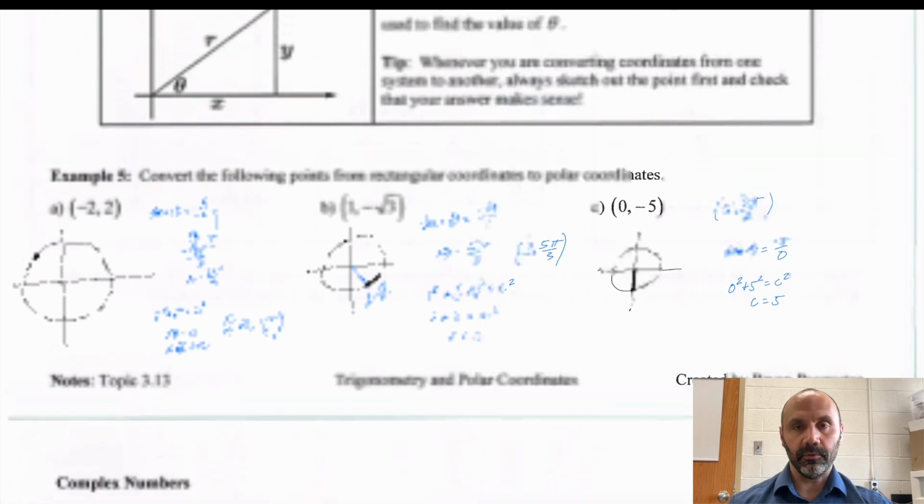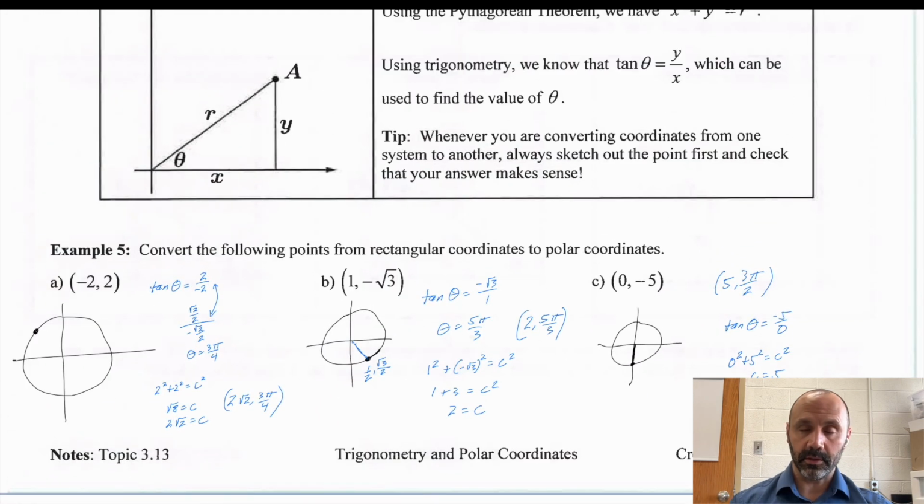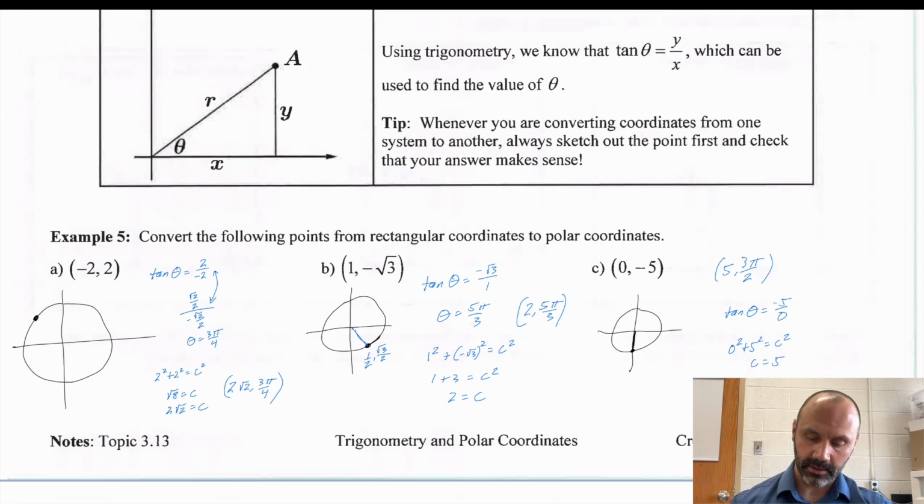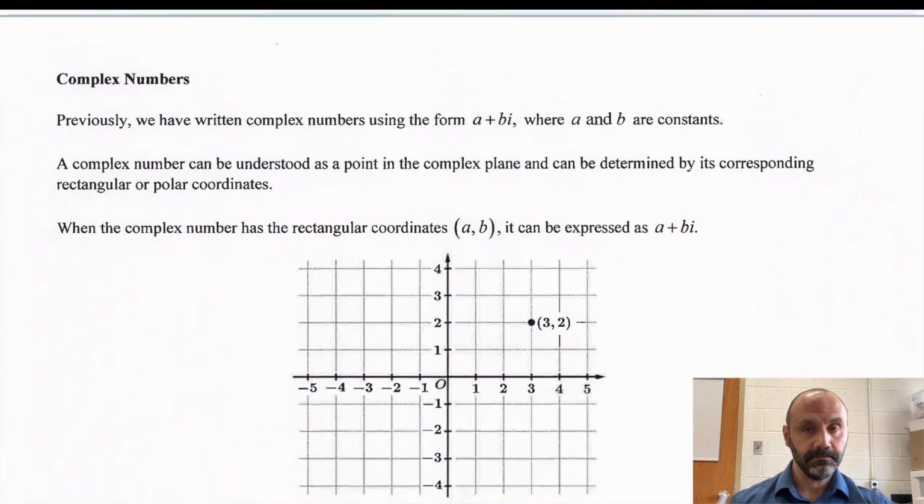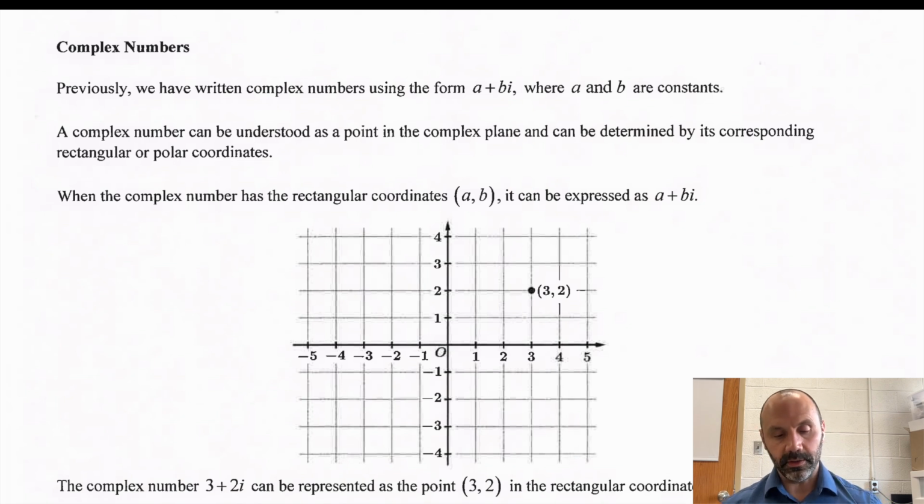So that's going back and forth from rectangular to polar coordinates. We can do it either way, all making use of trigonometry, sine, cosine, tangent, and the Pythagorean theorem. Polar coordinates also relate to complex numbers. And it says previously we've written complex numbers.